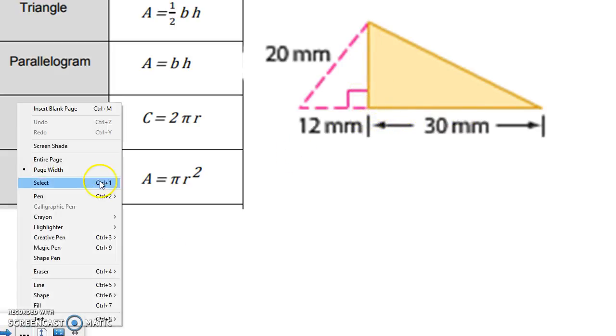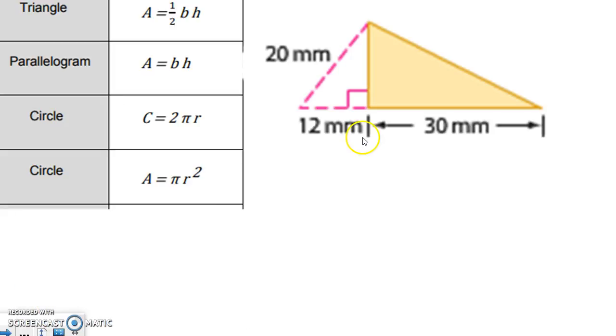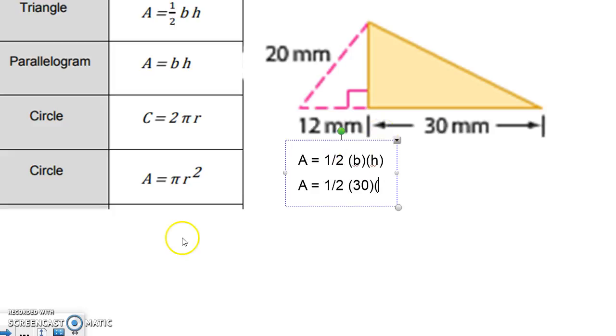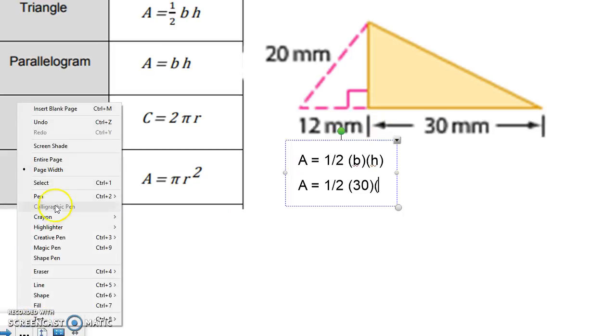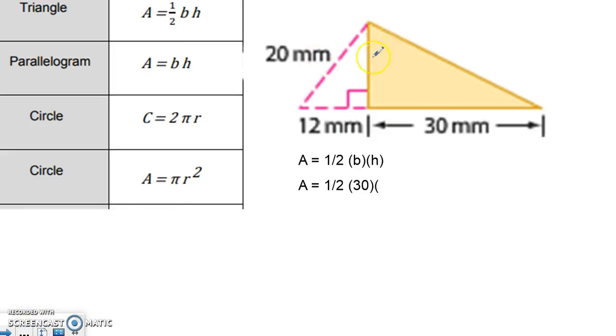So I know the base of this shape is 30, and I do not know the height of this shape. So to figure out the area of this triangle, I have to take half the length of the base times the height. So far I know half times 30, and I don't know the height. So this is where we use our geometry skills to figure out what this height is.